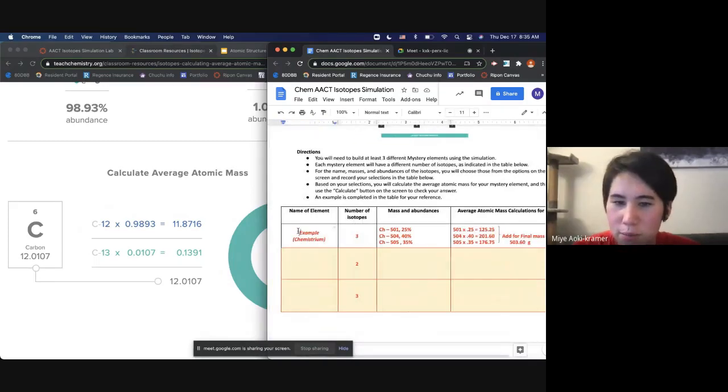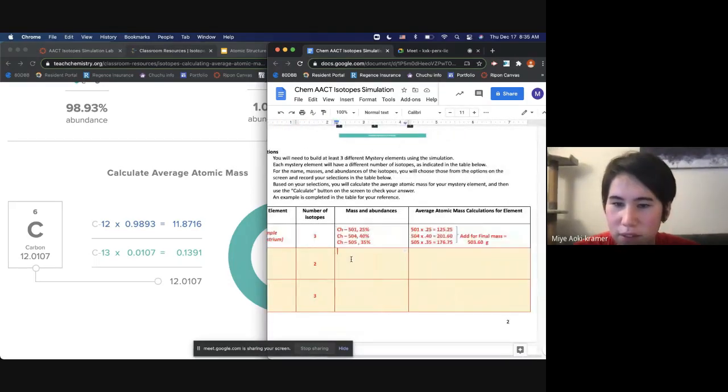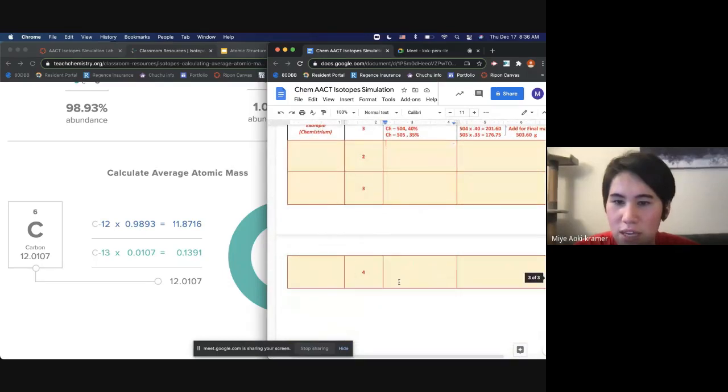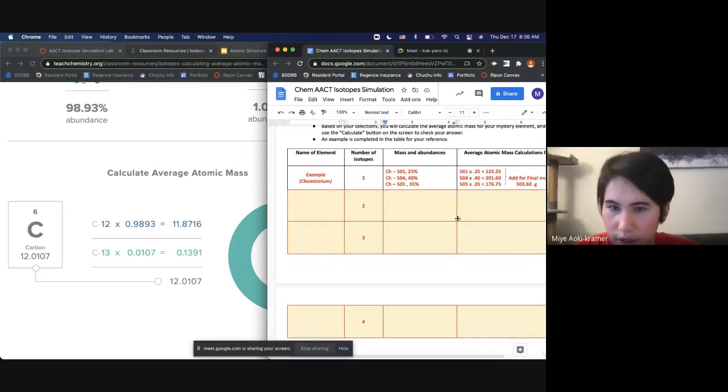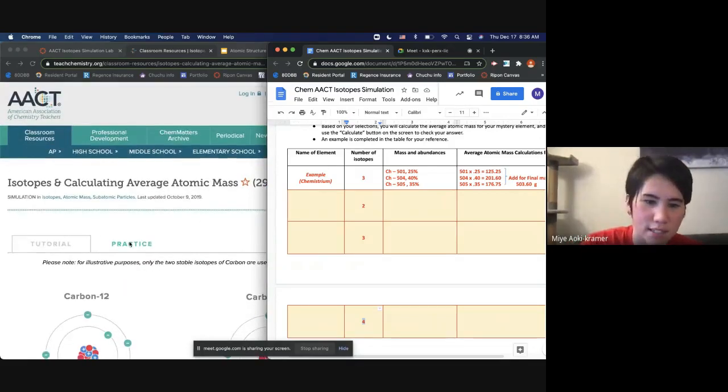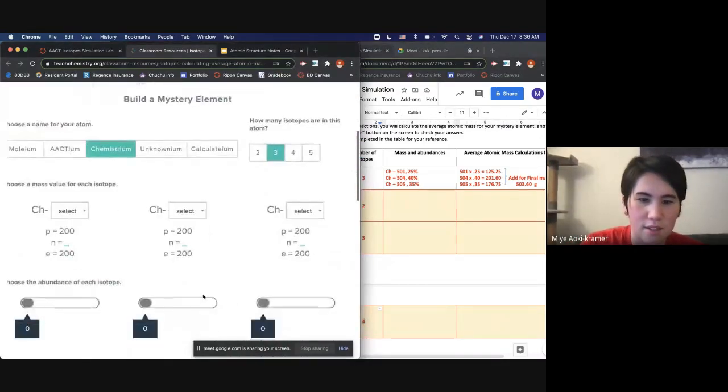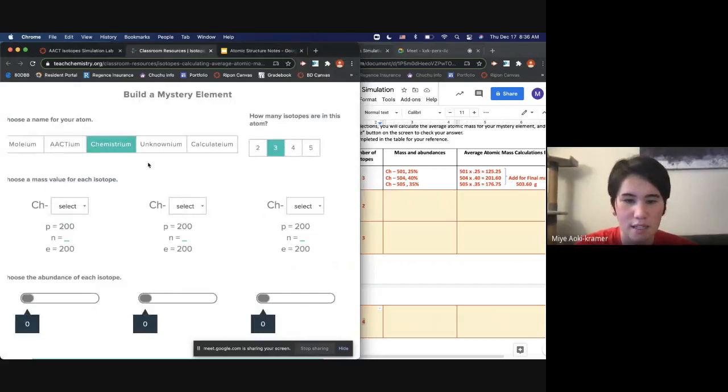So you're going to be doing something like this. So you're going to need to make 3 new isotopes. So this one has 2 isotopes, 3 isotopes, and 4 isotopes. And you're going to fill in the rest of this table. And the practice tab is right here. So once you're ready, go ahead and start working on this. I'm going to stop sharing my screen. Actually, once you finish this, I'm going to share my screen again.